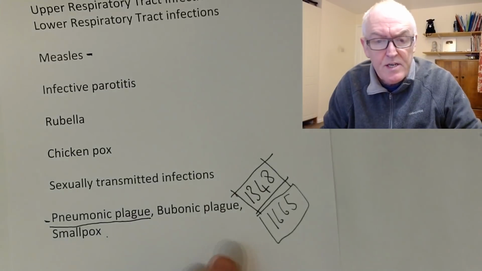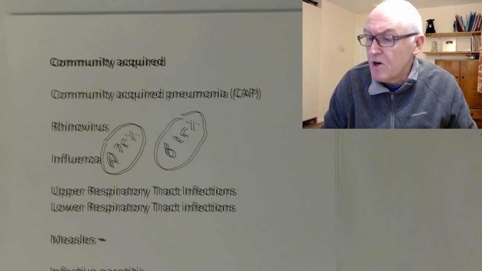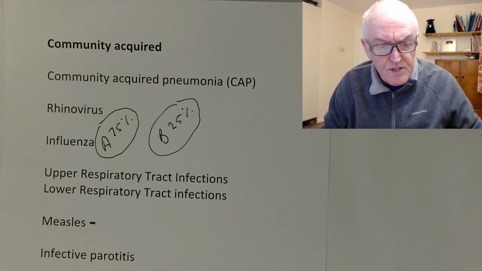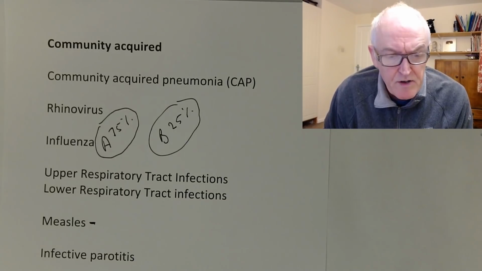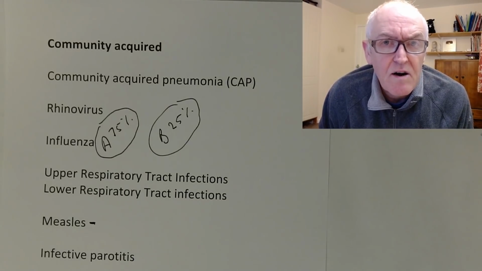So that's community-acquired infection as opposed to hospital-acquired infection. So that's just a few of the principles of infectious disease to carry on our thinking about the nature of infection.